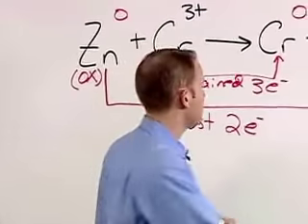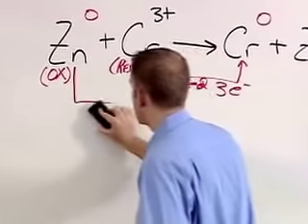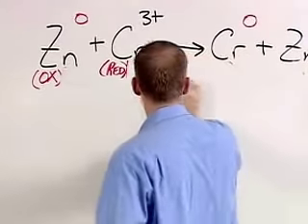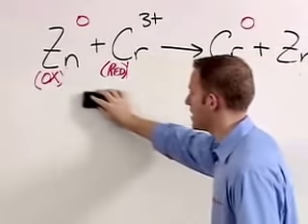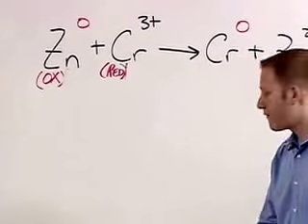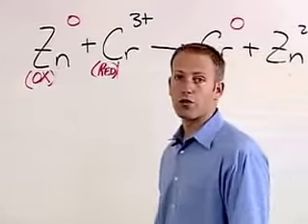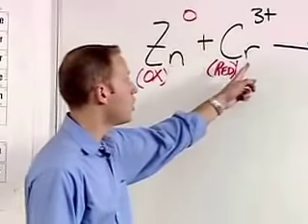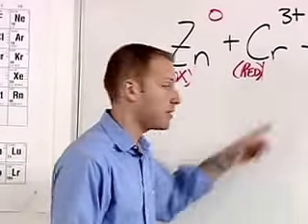So I'm just going to erase this for now, just to save more space. But we remember who is oxidized and who is reduced. And you have to be able to write the oxidation and reduction half reactions. Let's do the reduction one first, because that's a little easier. For the reduction half reaction, we know it started as chromium 3 plus.